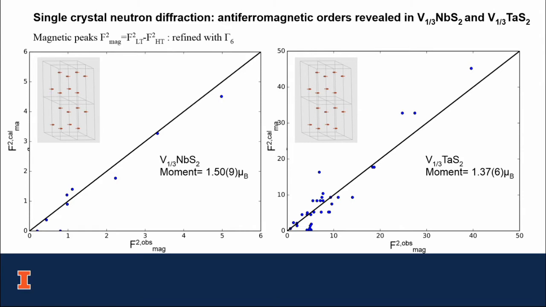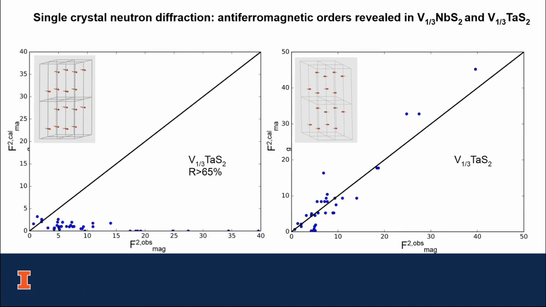We fitted the magnetic Bragg peak intensity to all possible models consistent with the k equals 0 magnetic structure. I will just show here the final results. So the best model consistent with the data is an A-type antiferromagnetic structure depicted in this plot. And the moment size is around 1.5 Bohr magneton for vanadium sodium sulfide and 1.37 Bohr magneton for vanadium tantalum sulfide per vanadium. You can also see the calculated intensity plotted against the observed intensity for all magnetic Bragg peaks observed. Random scattering around this 45-degree line is an indication of a good fit.